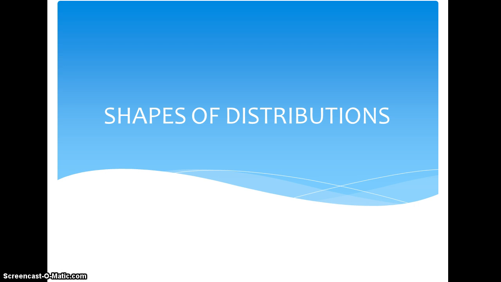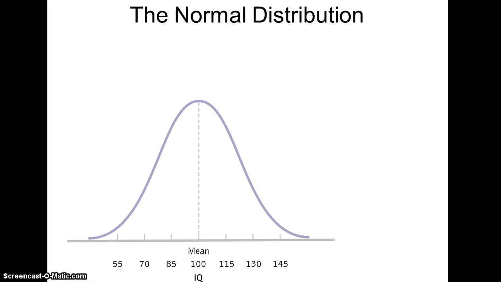Now that we've spent a lot of time talking about ways to visually represent our data, I'd like to spend some time talking about shapes of distributions of scores. One specific kind of distribution is called the normal distribution. You can see here that it is a specific shape, and an example of scores that are normally distributed would be your IQ test with a mean of 100 and a standard deviation of 15.